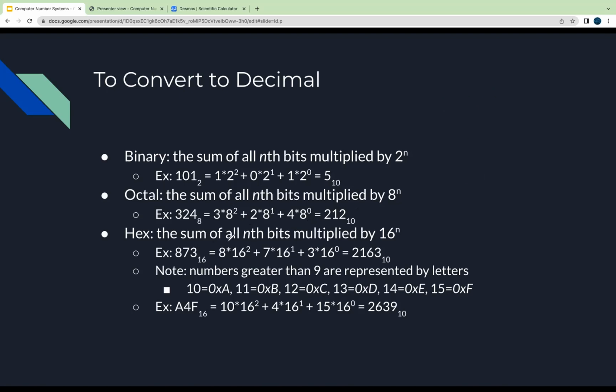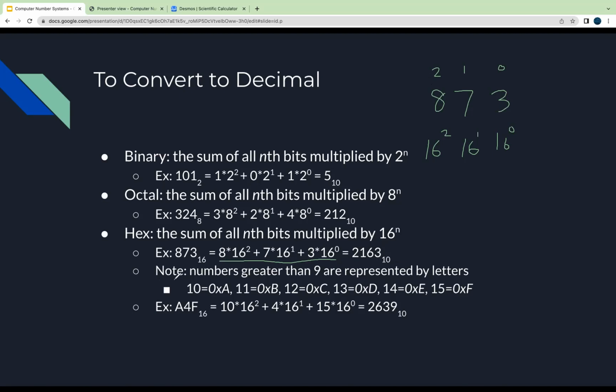Alright, so hexadecimal, again, when we're still going single digits, the idea is still the same. 873. Multiply this by 16 to the power of 0, 16 to the power of 1, 16 to the power of 2. Again, we're going to index this from 0, 1 to 2. And plugging this into a calculator, you're going to get 2,163.